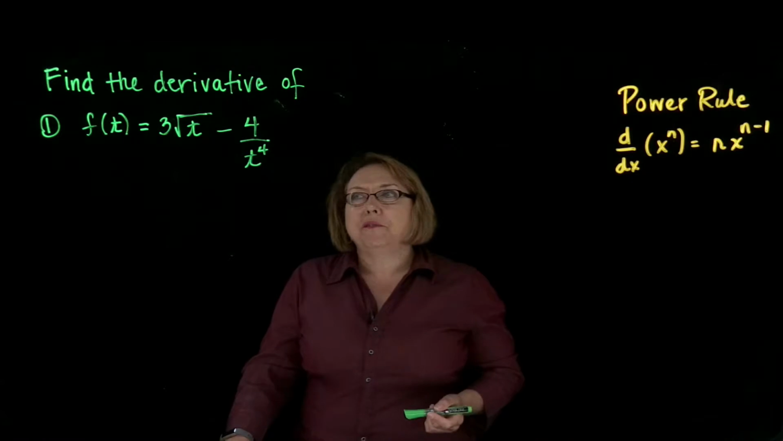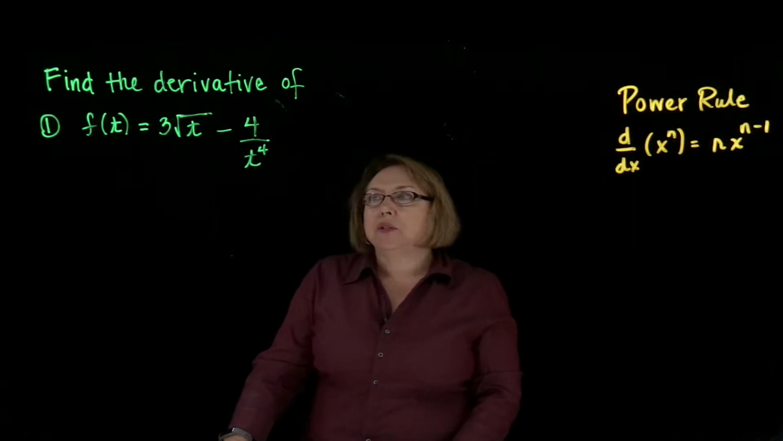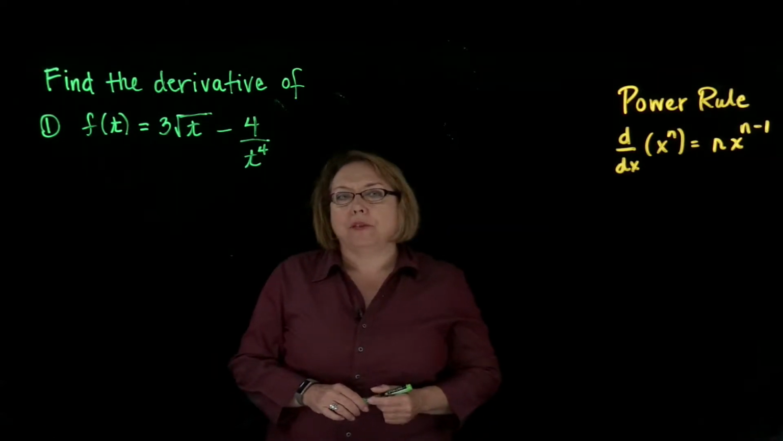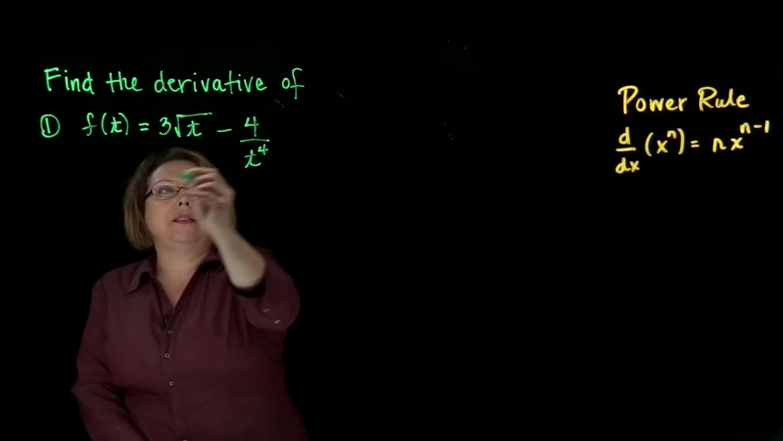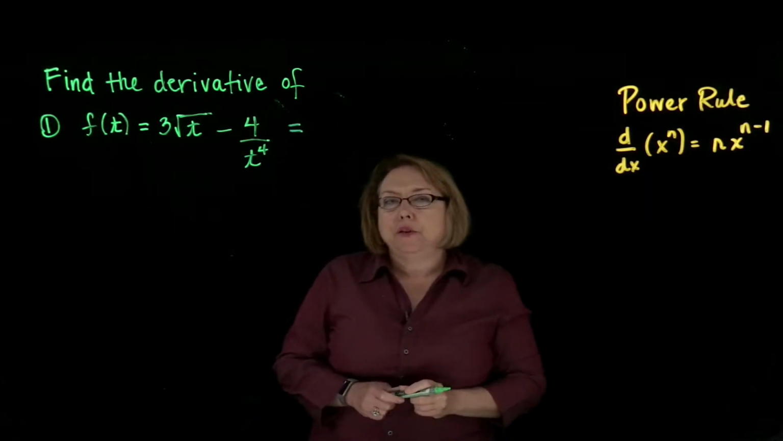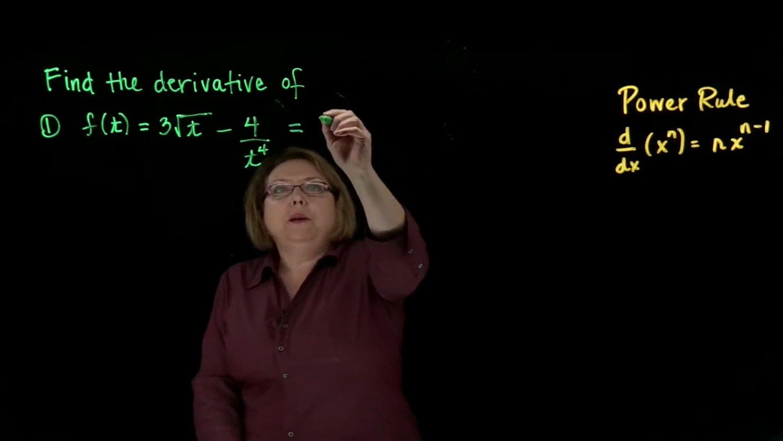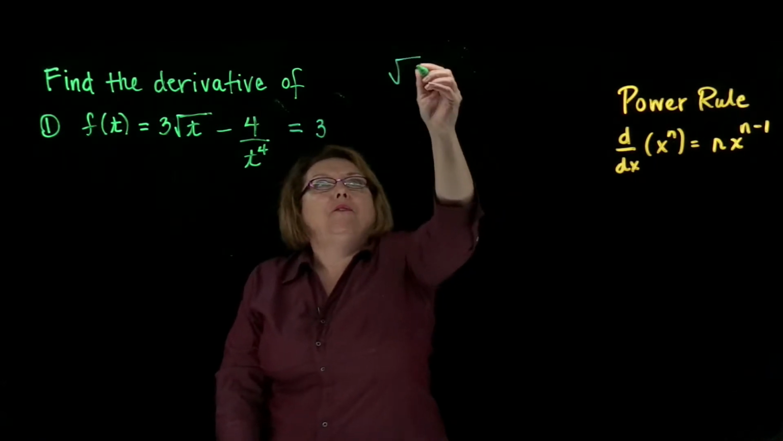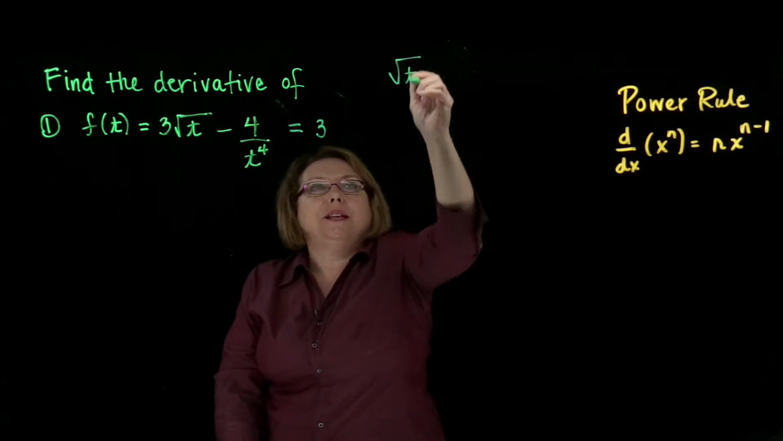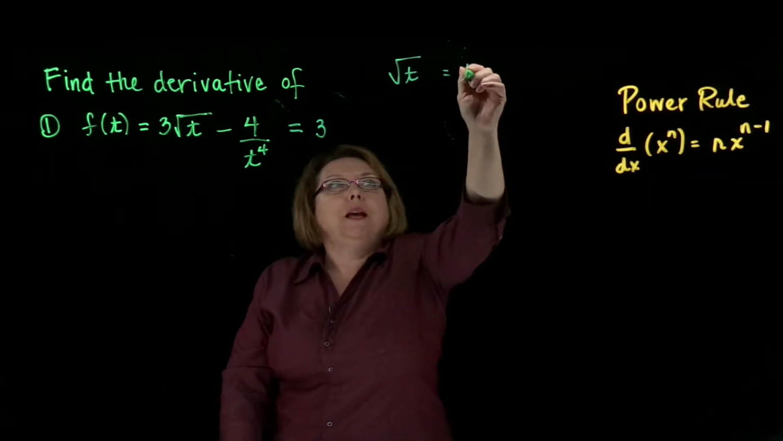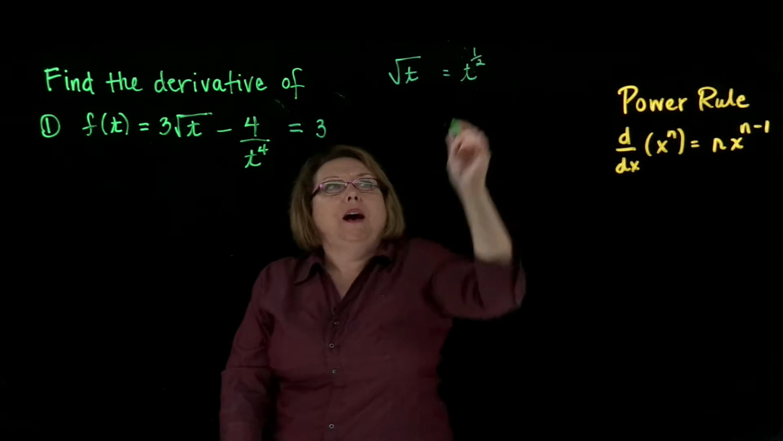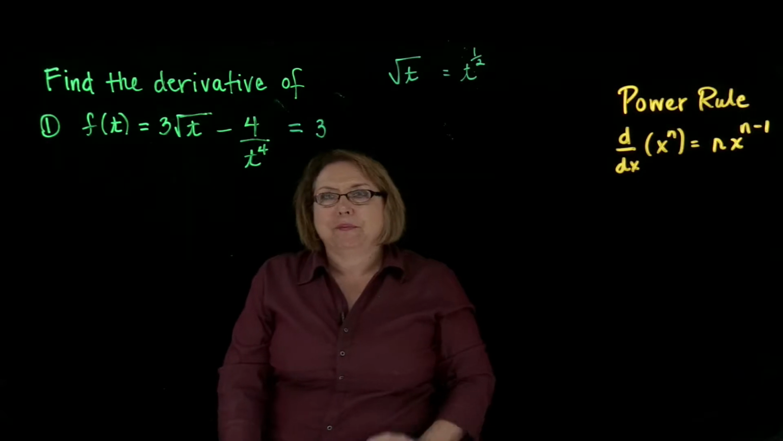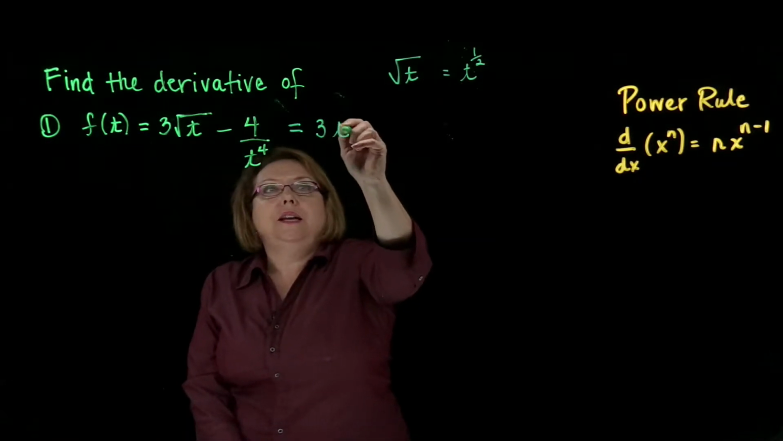Let's now find the derivative of this function. F of t equals 3 times the square root of t minus 4 divided by t to the 4th. So let's rewrite this so that it's in a little easier form for us to take the derivative. What I mean by that is we're going to take 3 and then a square root of anything, I'll just call it t since that's what we're using here, is going to be the same thing as t to the 1/2 power. The rational exponent or power here represents the square root function. So this will be 3t to the 1/2.